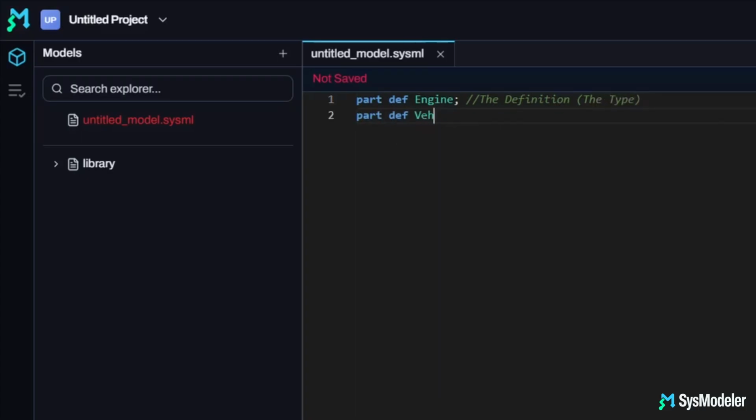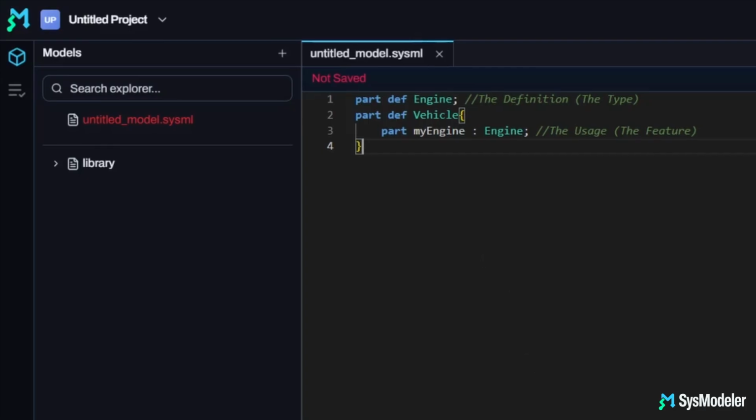Next, we define a vehicle. Inside the vehicle definition, we introduce part myEngine: engine. This line does not define a new engine. Instead, it defines a usage of the engine inside the vehicle. That means myEngine is not a definition. Rather, it is a feature of vehicle that is typed by the engine definition. The key idea is that the engine definition is reused, while the system-specific structure is expressed entirely through usage.